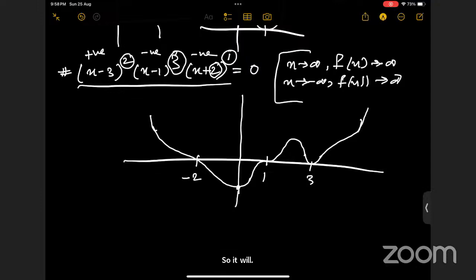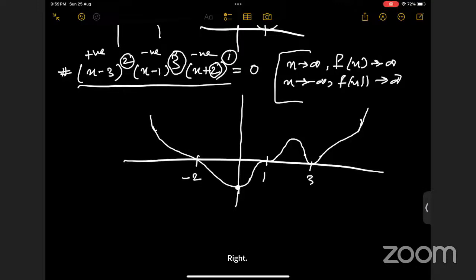And this point is the y-intercept, right? If we take x equals 0, we will find some constant, and then we can calculate the value of the y-intercept. So that is how we can plot the graph for any given polynomial, right? Is it clear?